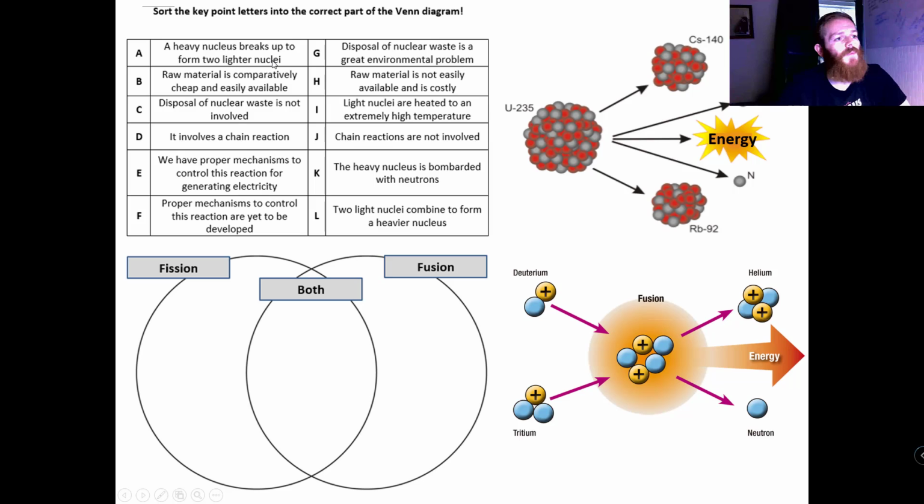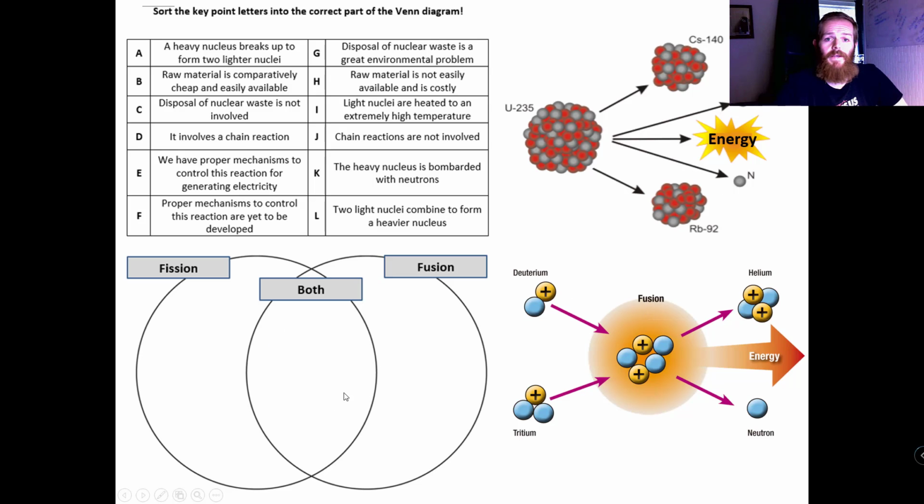A heavy nucleus breaks up to form 2 lighter nuclei. So is that fission, or is that fusion, or is it both? Think about where you'd put that letter on there. I don't mind if you pause this video and write it down. Do whatever you want to get this done. I want every single one of these letters in either fission, fusion, or both. Now, once you've done, there might be some things that aren't included on this table at all that you might want to use to describe what both of these things do. What do these things have in common?